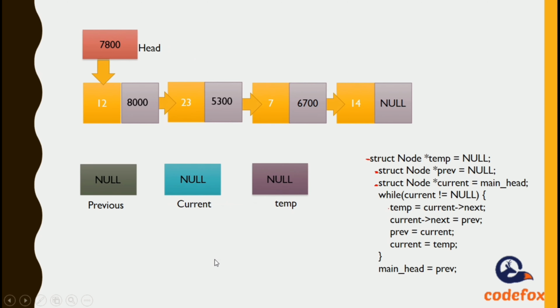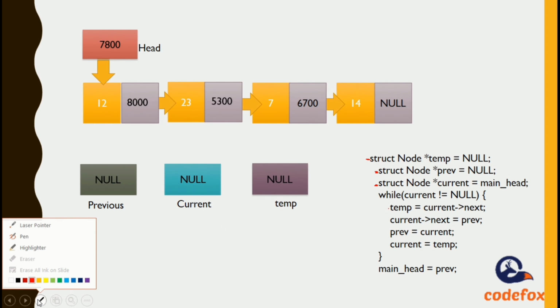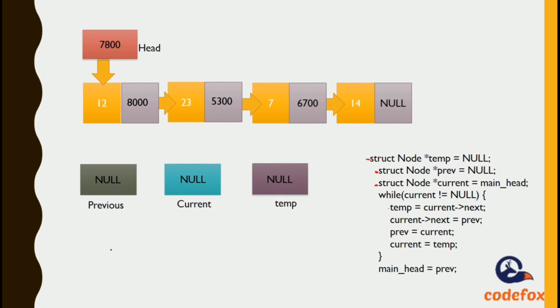Now, let's assume this is the linked list which we want to reverse, and for that, we'll be using three variables, that is, three pointer variables. What these three pointer variables are going to do is keep a record of the previous, current, and the next node. Okay, we'll discuss these things one by one.